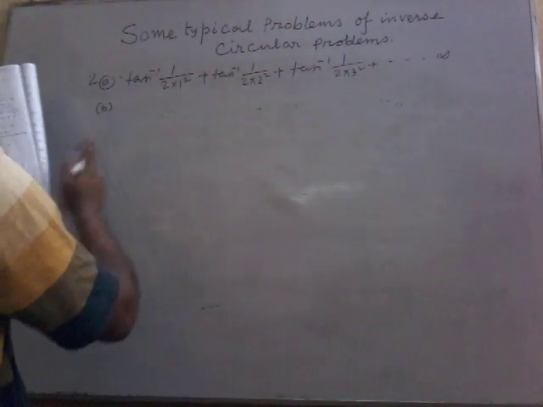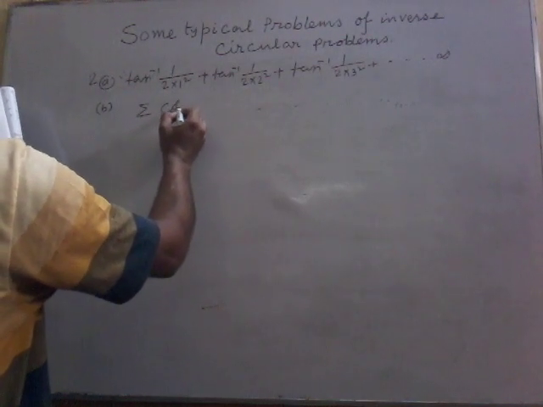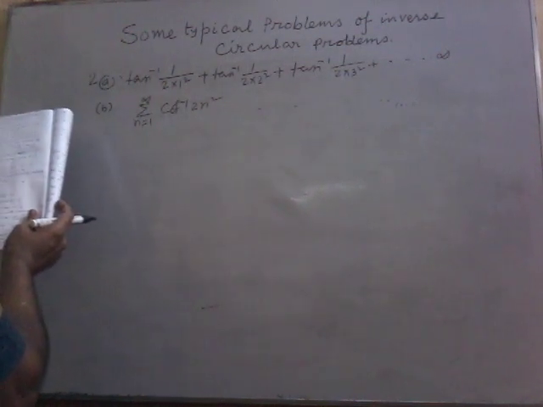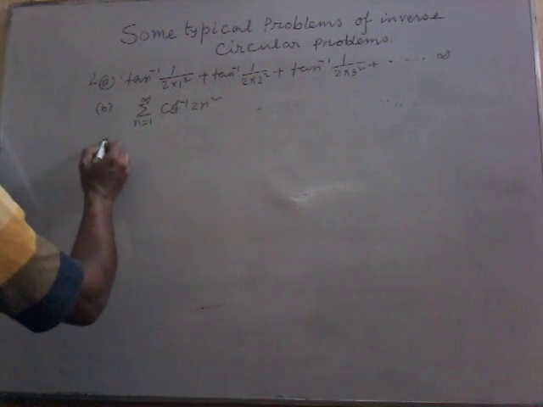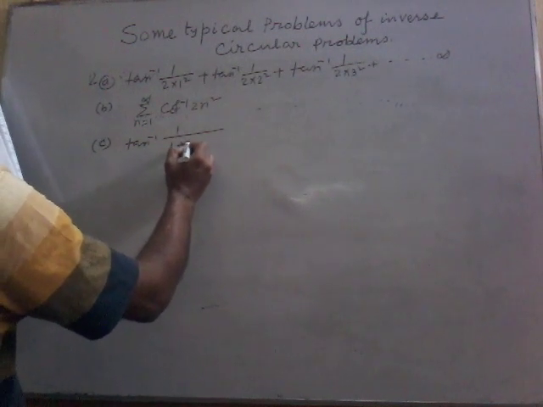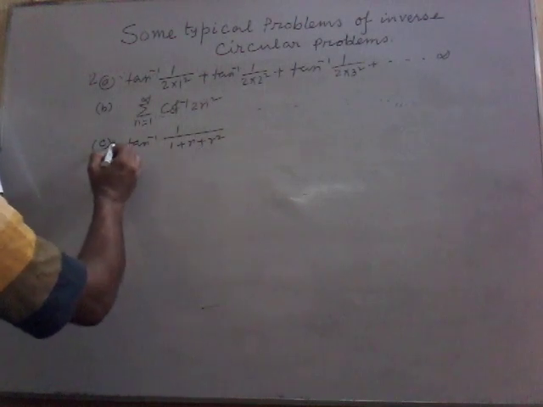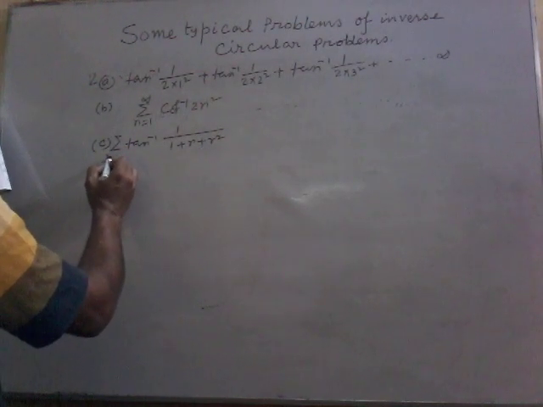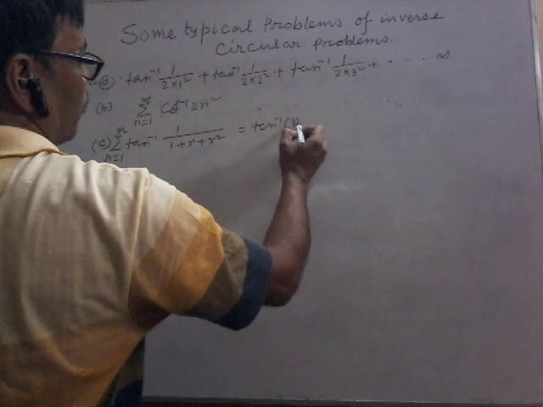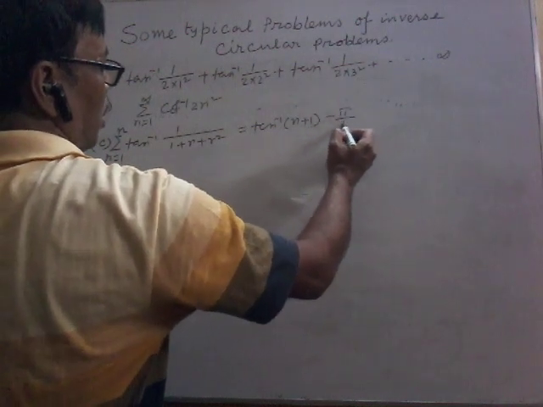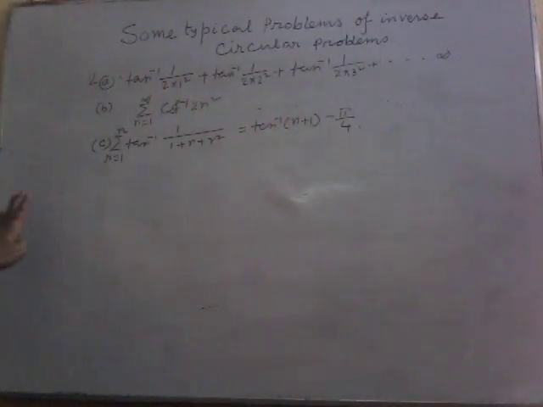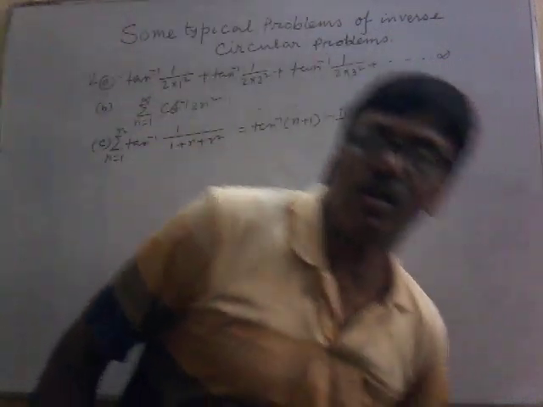B, the fourth, cot inverse of 2n square, n equals 1 to infinity. C, tan inverse of 1 by 1 plus r square, r equals 1 to n, equals tan inverse of n plus 1 minus pi by 2. They are of the same type. 8 problems. So what is our main aim?